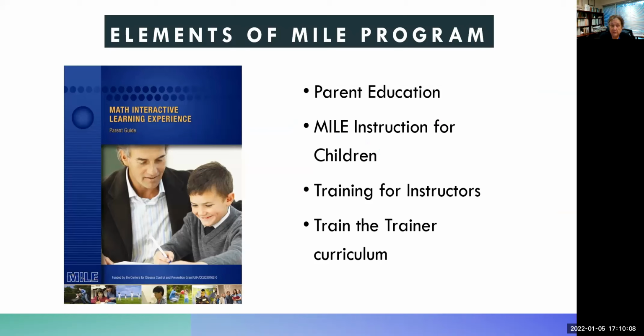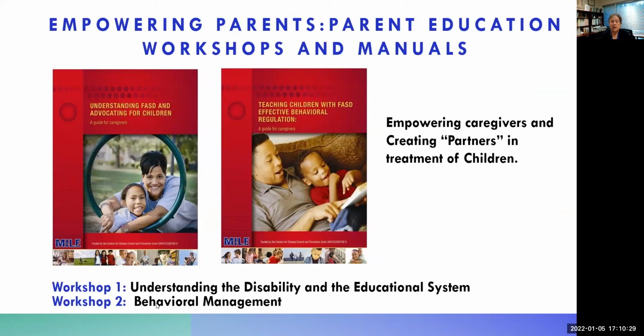We developed a program with a number of elements. These include parent education, an instruction element for children, specific training for instructors of the MILE program, and finally, a train-the-trainer curriculum for those people who would like to use the program more widely. The first element, working with parents, involves empowering caregivers and creating partners in the treatment of children. There are two elements of this. One involves understanding the disability and the educational system, and the second involves understanding how to manage behavior.